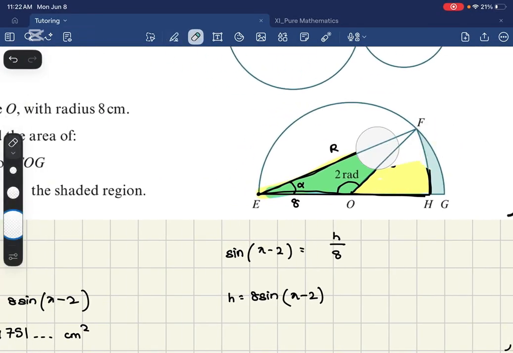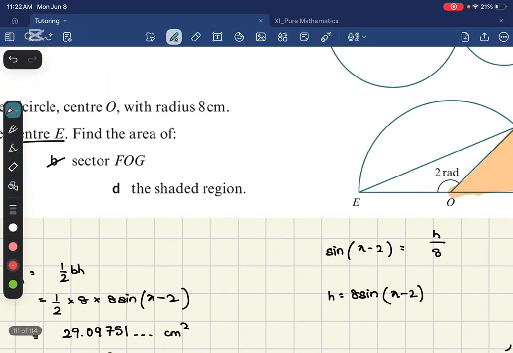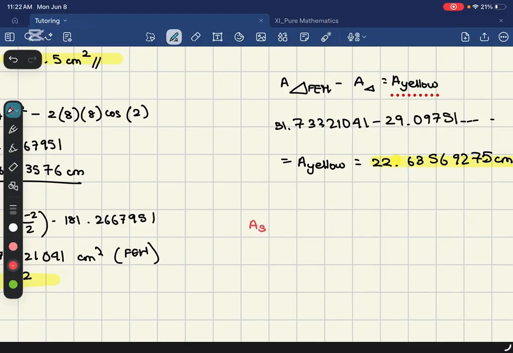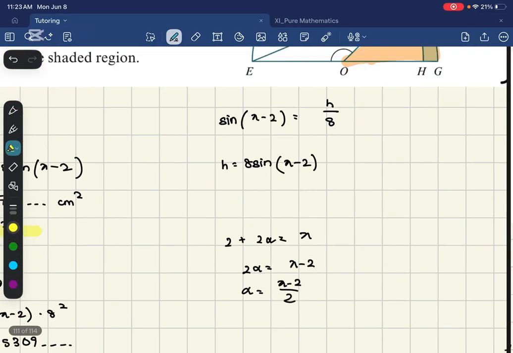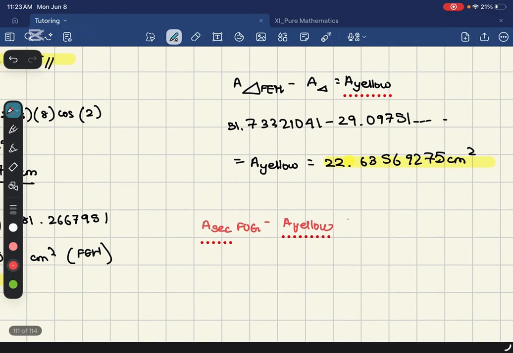So now let me erase this. We know the area of this sector, FOG. We know the area of the sector FOG because we already calculated it for part B. So if we do the area of sector FOG minus the yellow area from the previous part. So what was the yellow area? The yellow area was this one, right? So if we do that, then we get the area of the shaded part.